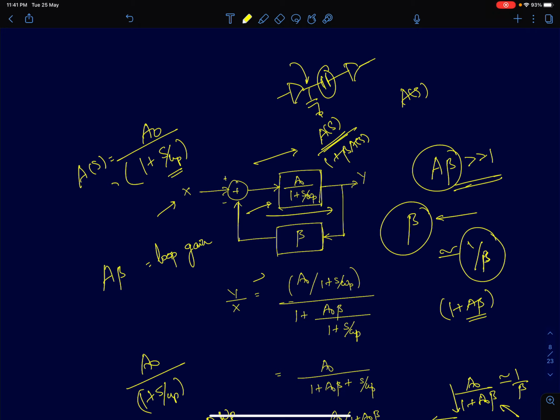We said that if you can design an attenuation network beta, which is independent of temperature, process, and time, which means it doesn't drift with time, then in theory, using a high gain amplifier with a gain A and meeting this condition A beta much greater than 1, we can build an amplifier with a near constant DC gain given by 1 by beta. So to build that, you need this fixed beta. Only then can you build a fixed gain negative feedback amplifier.